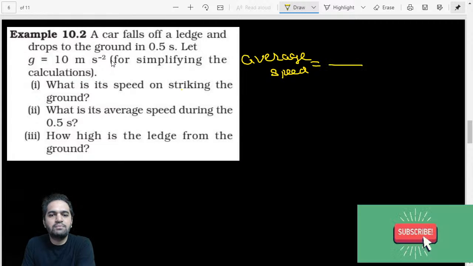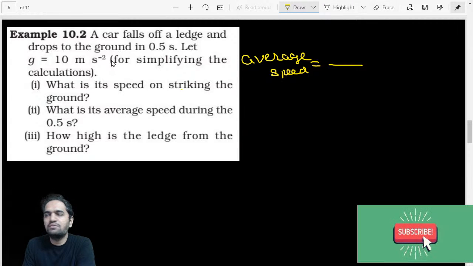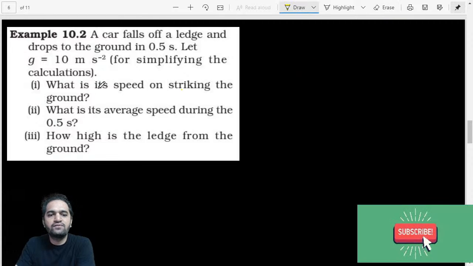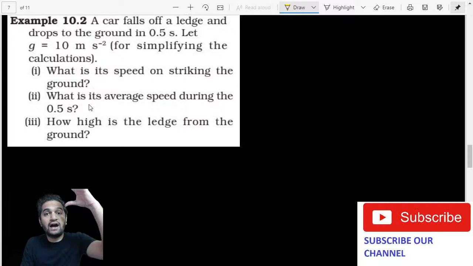But before we do that, first we need to find out the distance, and we will match it up. First, we will try to calculate the distance and then we will go for the second one. First, we will try to solve the third one. They are asking us how high is the ledge?